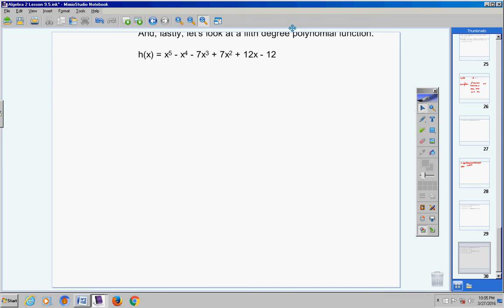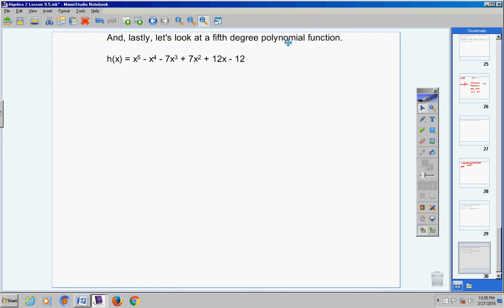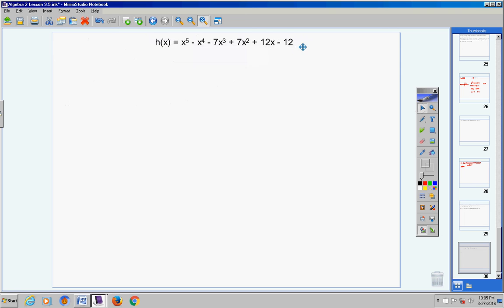Fifth degree. Alright, first of all, try to factor it, but obviously we can't factor it because we've never learned how to factor a six-term polynomial. So we're not going to try to factor it. So if we're not going to try to factor it, the next thing we do is we list out our possible rational zeros. Okay? So here we go.